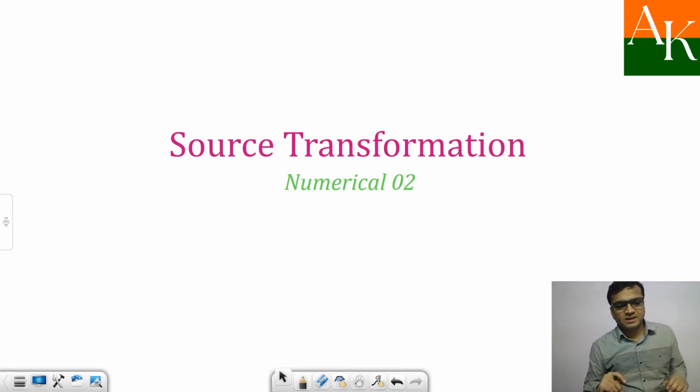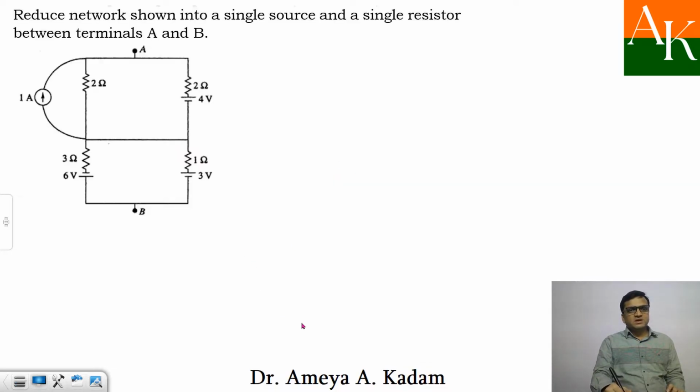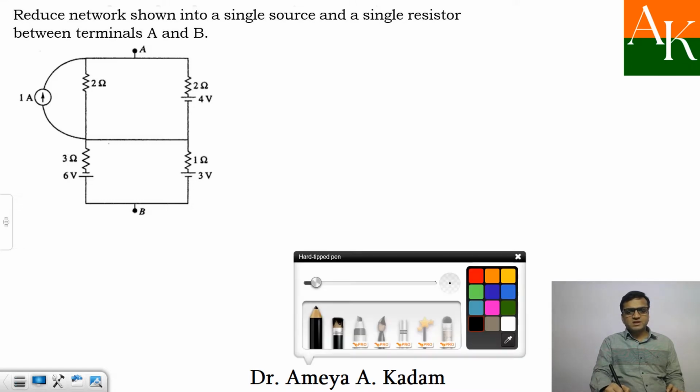Hello students. In this lecture we will see second numerical on source transformation. So the problem statement is reduce the network shown into a single source and a single resistor. Now in this numerical they are not mentioning which type of source. So we'll give the answer in both the format.